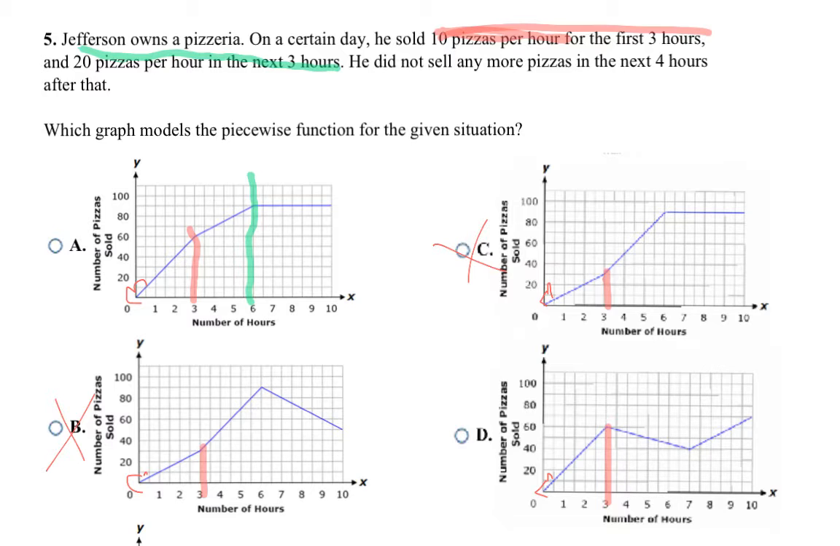So let's see what it does in D. In D, it's decreasing from hour 3 to 6. So it can't be D. So it should be A, but let's go ahead and check that our last piece of information checks out. So it says here he did not sell any more pizzas for the next 4 hours. So that means the amount of pizzas he sold didn't change. It's going to remain constant, and A remains constant for that last piece. It's horizontal. So that means my final answer is going to be A.